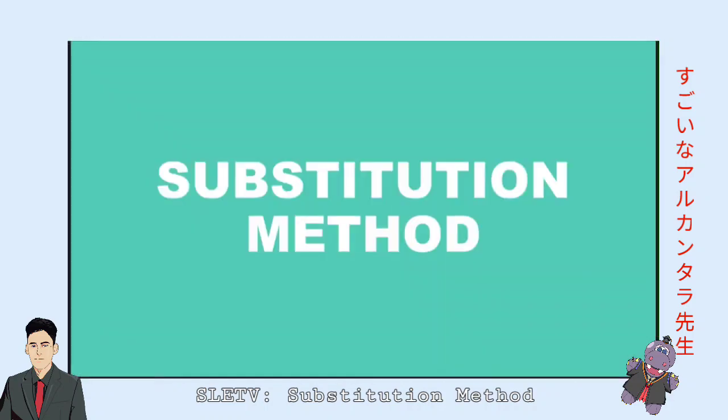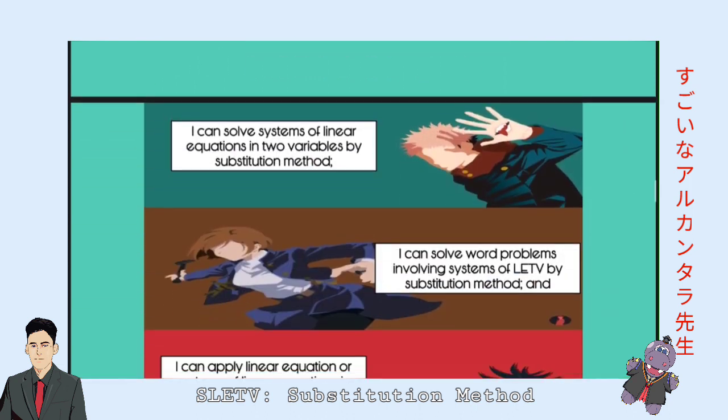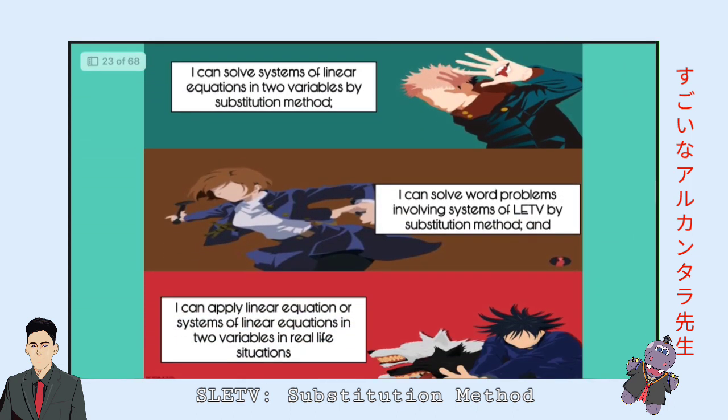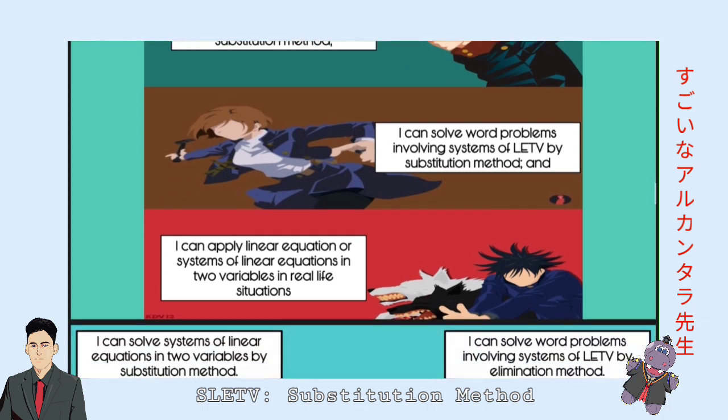Now we're going with the substitution method, and our targets are as follows. We're going to solve systems of linear equations in two variables by the substitution method, and we're going to work on word problems this time around at the same time, so that we could maximize our time with these concepts. We're going to hit two targets at once. So we're going to start with the word problem immediately, since we have identified what kinds of systems there are already from the previous lesson.